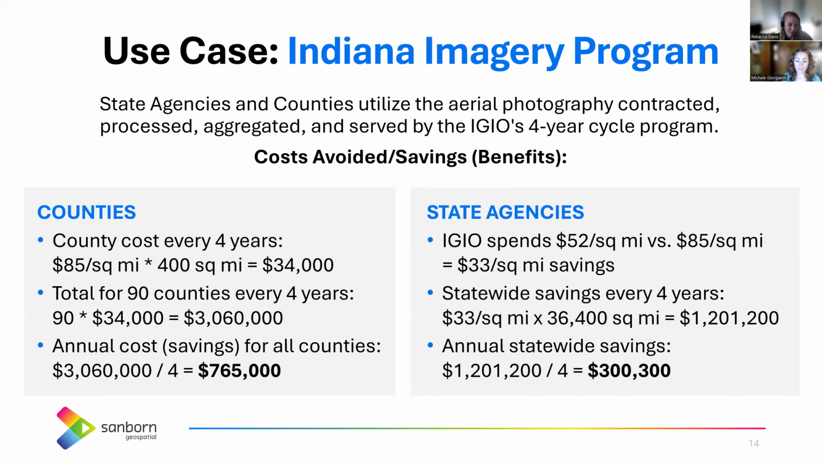So with that assumption, we have our assumptions stated, we have our methods defined and documented, and we can determine that we have the annual savings or benefits to the counties of $765,000 and to a state agency of about $300,000. Hope everybody's with me.